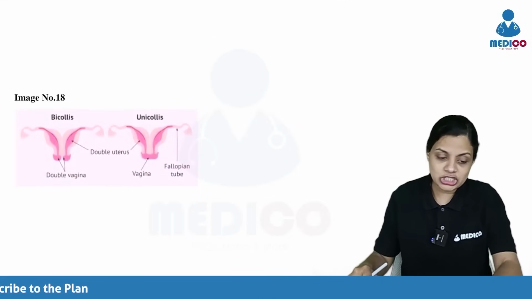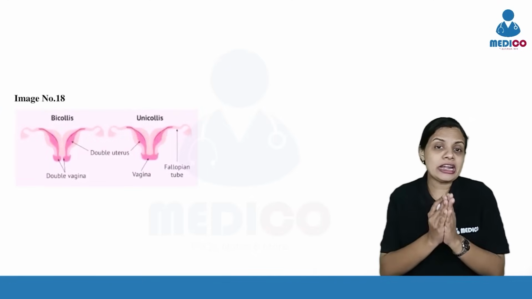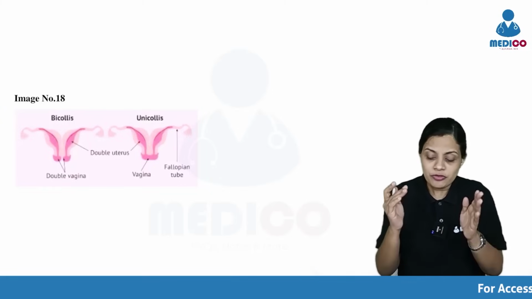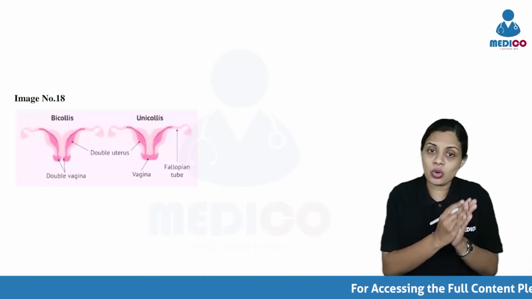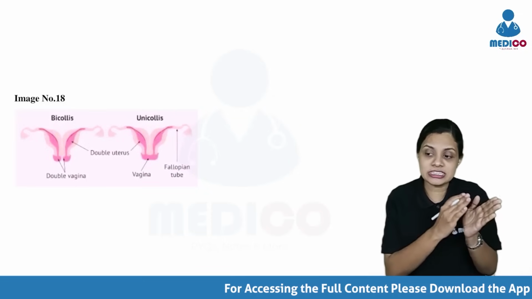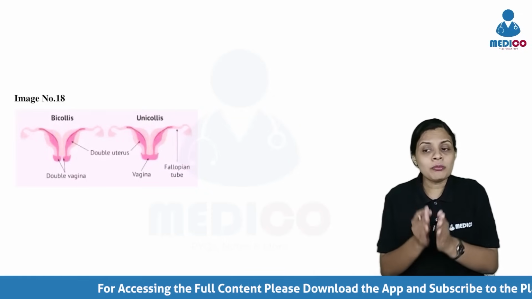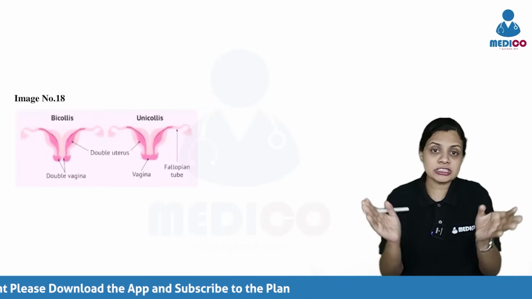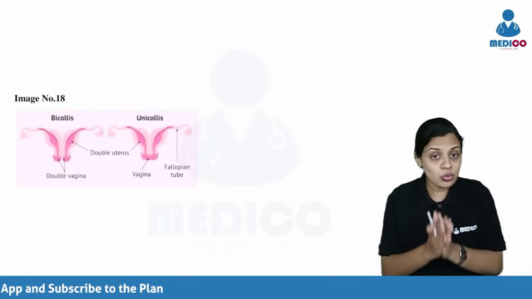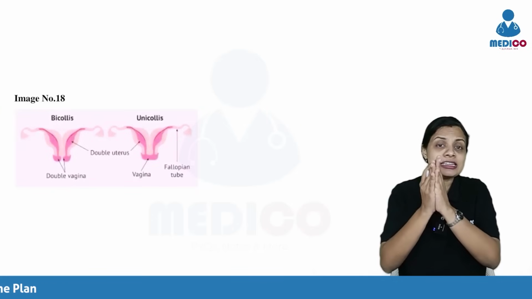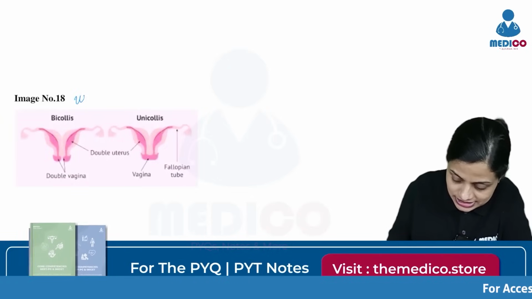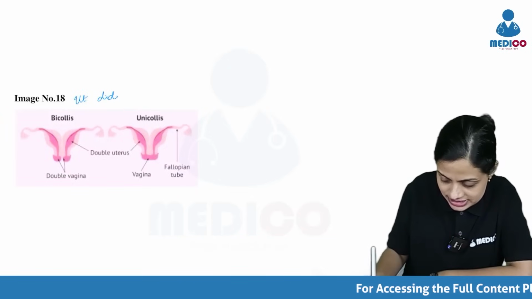Now we come to the next one. This is actually two entirely separate uteri. If in the previous one only one of the Müllerian ducts was developing, here we have both the Müllerian ducts developing. The only thing is they are developing independent of each other. They do not fuse together. So what do you have? You have two entirely separate uteri within the pelvic cavity. What is this? This is uterus didelphys.